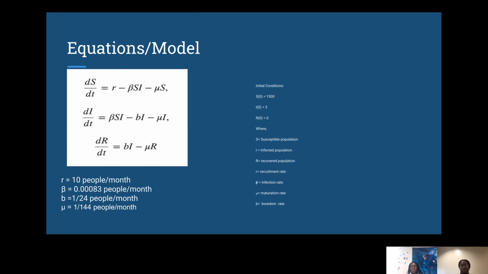Beta represents the infection rate, and it describes the rate at which the Bieber fever is transmitted from one person to the other. B is the boredom rate, and the higher the boredom rate, the quicker people get bored with Justin Bieber. In this model, we use 1/24, which is a relatively slow boredom rate. And the last constant is mu, which is the maturation rate, and it describes how people grow out or eventually get tired of Justin Bieber.